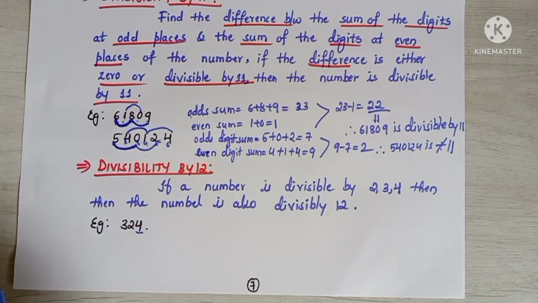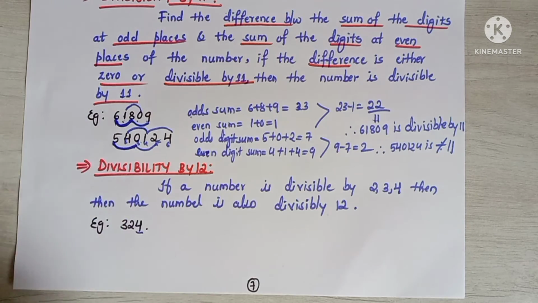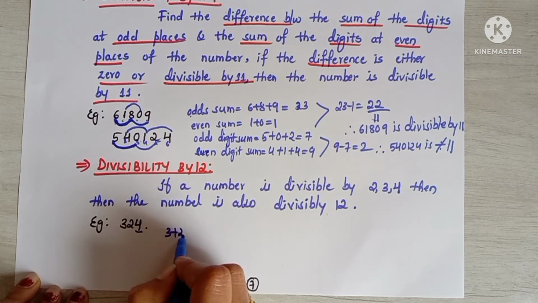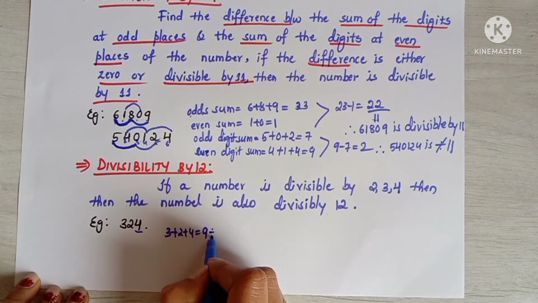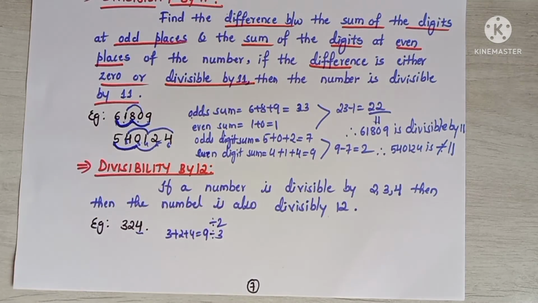Next, for 3, we have to check the sum of the digits. Here the sum of the digits is 3 plus 2, it is 5. 5 plus 4, it is 9. Therefore, it is divisible by 3. Right? It is divisible by 2 and also it is divisible by 3.